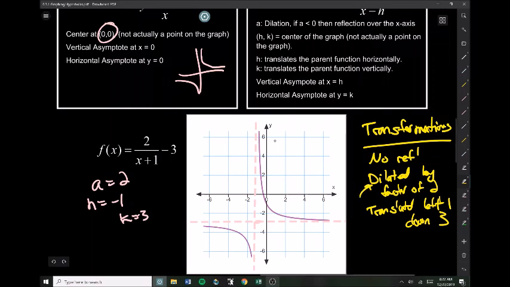Oftentimes the term dilated is called a vertical compression or vertical stretch. In this case, it was vertically stretched by 2 because things got farther away from the y-axis as opposed to closer to the y-axis.